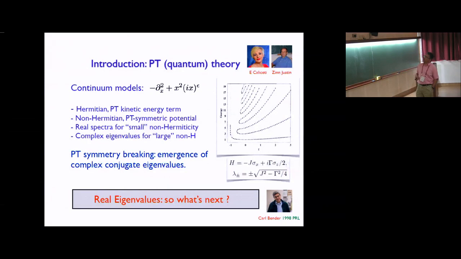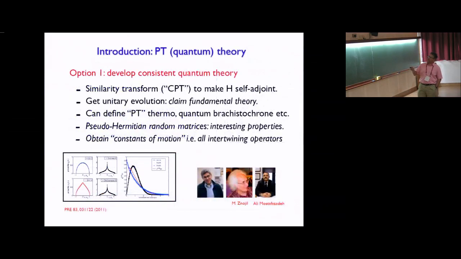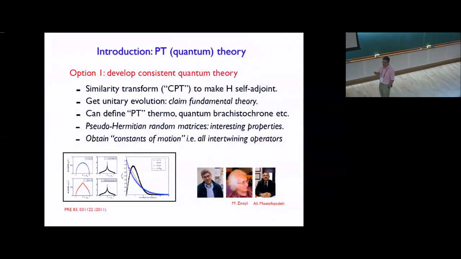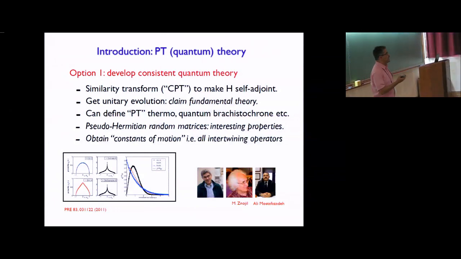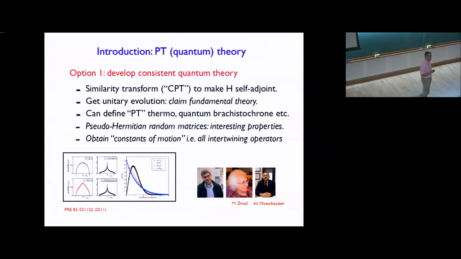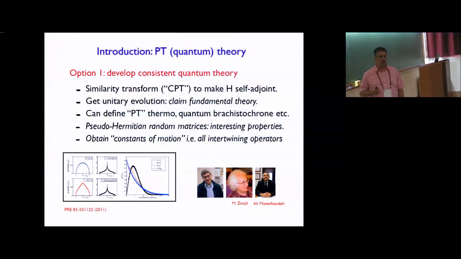One of the things you could think about is to find some similarity transformation to make the Hamiltonian self-adjoint, as long as the eigenvalues are real. Then you can get a unitary evolution under some newly defined norm, and you have a fundamental theory. You can study lots of interesting problems, define thermodynamics, do the shortest time problem, and things like that, once you have established a unitary evolution under some newly defined inner product for your space.